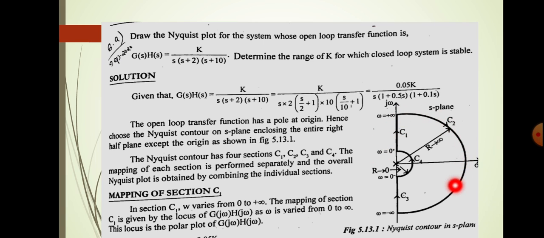So we will take a semicircle like this. But you should remember one thing: in this equation, it is a type 1 system, which means there is a pole at the origin, so we have to avoid that pole in the Nyquist contour.